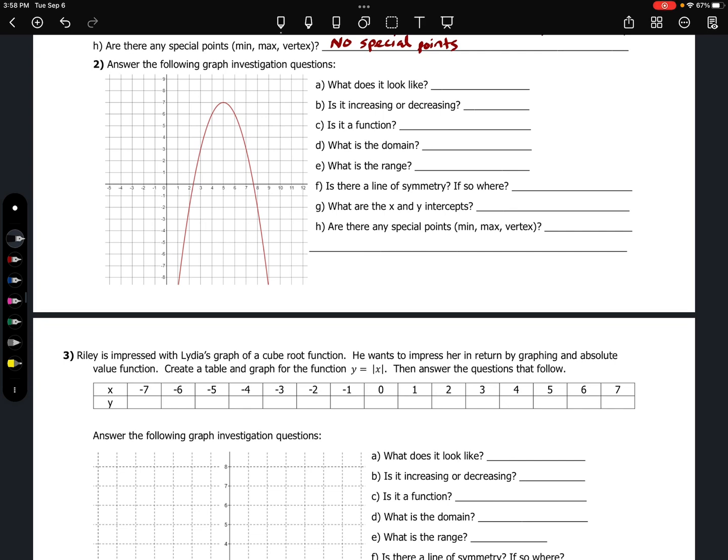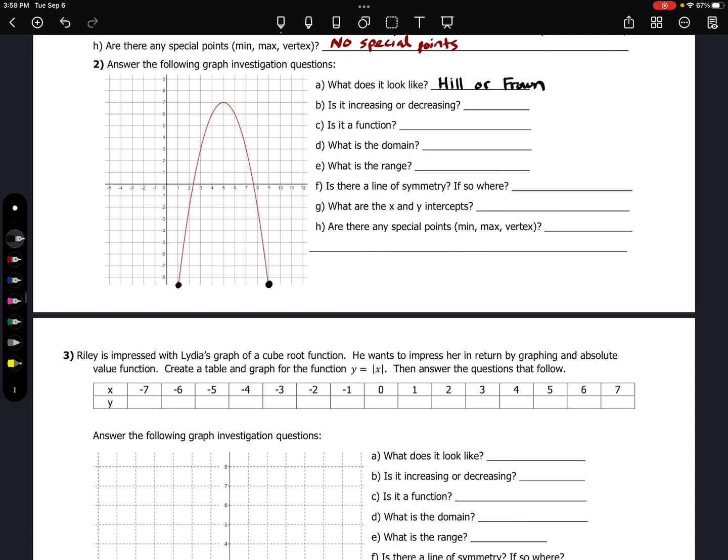It looks like a hill, or a frown face, right? It looks like a frown, something like that. Okay, now, is this one increasing or decreasing? And actually, I forgot to put some points on this down here. This one doesn't have arrows, it's got points on the end. I just forgot to put them on before I printed it.